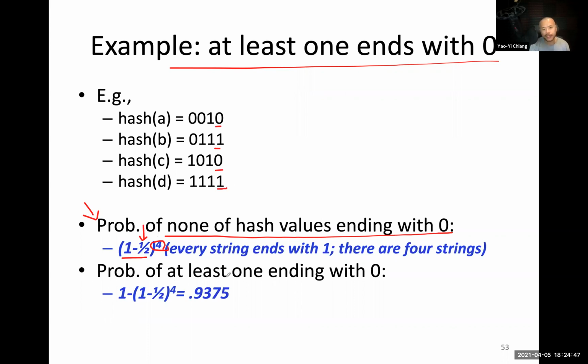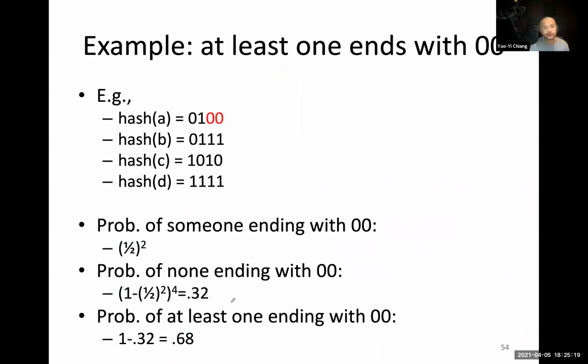The probability of at least one ending with 0 is 1 minus this, right? The complementary probability, because this one says none, and the probability we actually like to have is at least 1. So cool, you have this. So the probability of having 4 strings and at least one of them ending with 0 is 0.93. How about 0, 0?